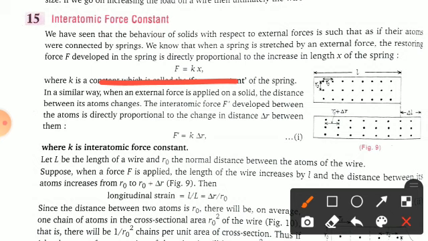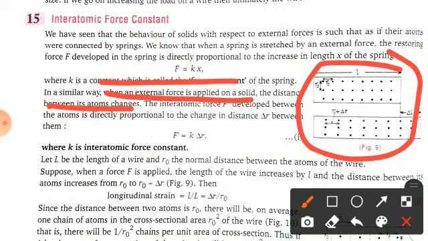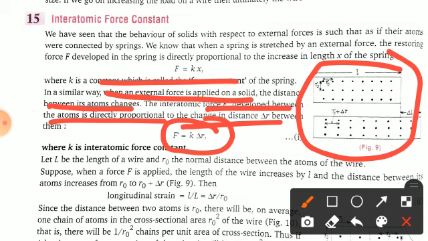In a similar way, when an external force is applied on a solid, the distance between its atoms changes. You can see here with this figure. The interatomic force developed between the atoms is directly proportional to the change in the distance, that is delta r, between them. So we can write F = k times delta r, where k is your interatomic force constant.